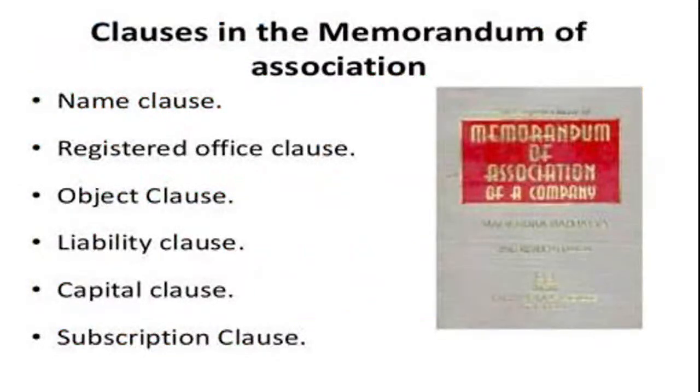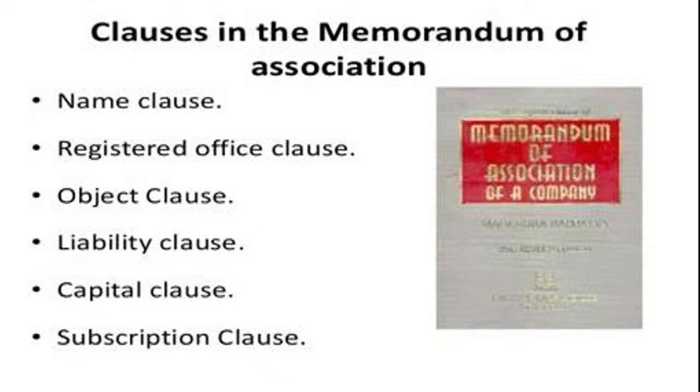See, whenever a company is floated, a company is created by any promoters, in that case they prepare the memorandum of association and articles of association, right? In the memorandum of association, these six clauses must be incorporated. If these six clauses are not there in the memorandum of association, in that case the registrar of companies will not register this company as a private limited or limited company. Okay. So what are these six clauses?